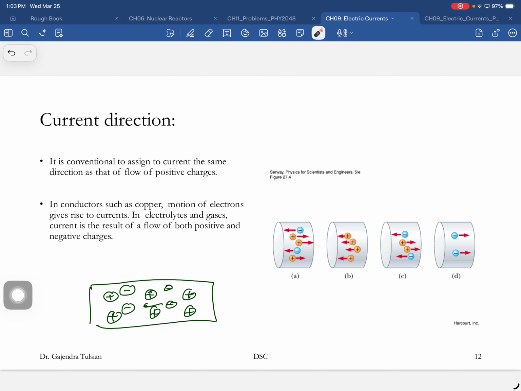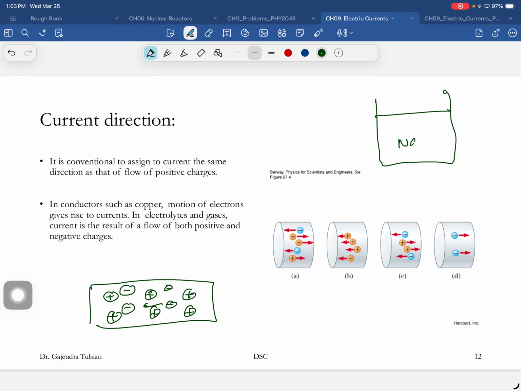You can have an electrolyte. In an electrolyte, there are both. So in an electrolyte, for instance, you can take water and mix sodium chloride in it, mix salt in it, and they will ionize, and both the positive and negative ions will carry current. So if you pass a current through this, positive charges will flow in the direction of the electric field, and negative charges will flow in the opposite direction. So in an electrolyte, both positive and negative charges will carry currents.